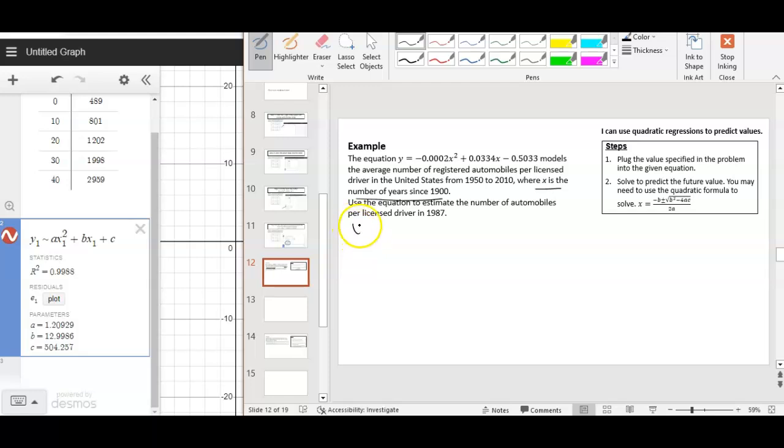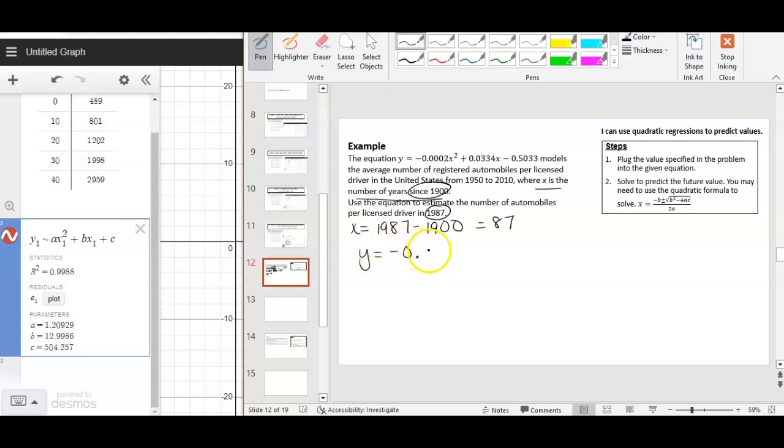Well, it's very important to note that x is the number of years since 1900. So if we're talking about 1987, we're going to say, well, 1987 is how many years since 1900? Well, that's going to be 87 years. So that's going to be our value of x. So we just go to this equation and plug in x equals 87.